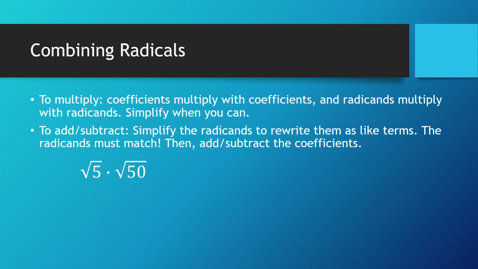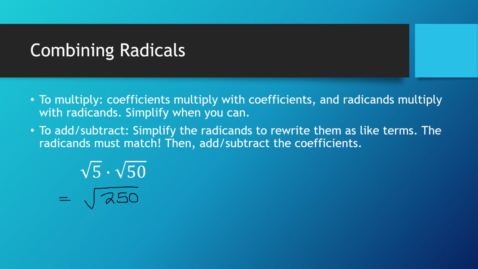The square root of 5 times the square root of 50. I don't see any coefficients in this problem that would be a number out to the front of each radical sign, but I do have numbers inside, so I can just multiply them together. 5 times 50 gives me 250. And then I want to rewrite that to find a perfect square factor so I can simplify it down just a little bit more.